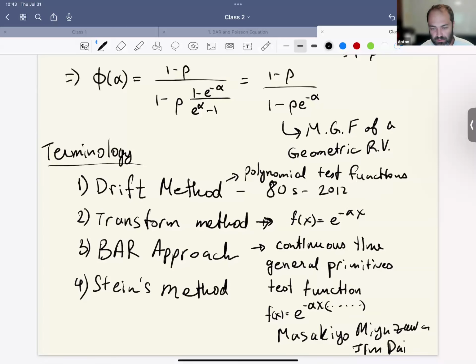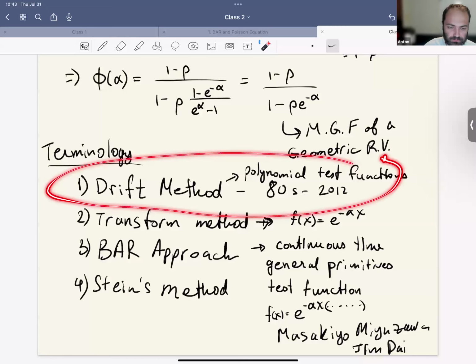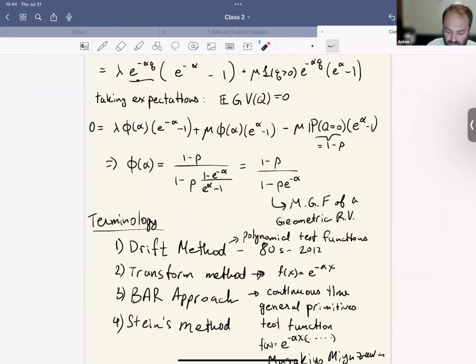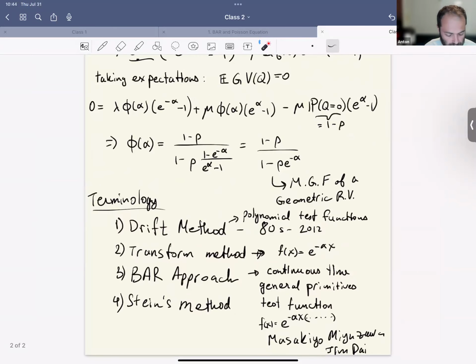So basically, so that we understand each other, everything can be called the drift method. We call it the transform method or the BAR approach when we specialize to certain settings. That's it. And Stein's method is not just about getting moment information, it's about getting error bounds on approximations. All right, let me pause, see if there are any questions.